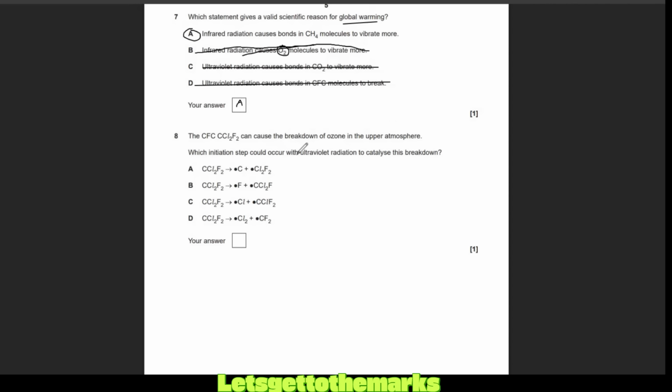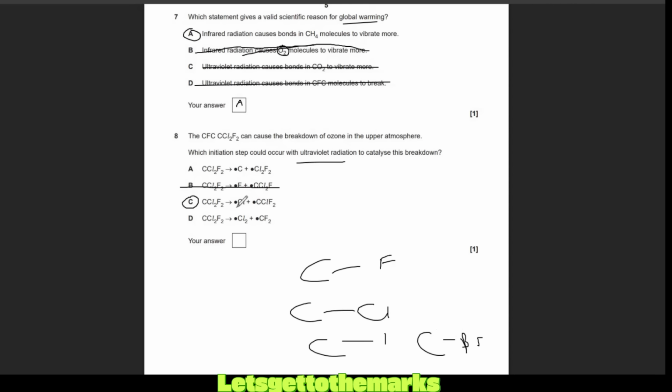Now, with this one, there is a quick way to do it as well. You see this C-F bond? This is a seriously strong bond, and that doesn't break. So I want to get rid of anything with a fluorine free radical. What kind of free radical are you going to release normally with ultraviolet radiation? You're normally going to release the chlorine free radical because the C-Cl bond can be broken. The C-I can be and the C-Br can be, but not the C-F. So we're going to go straight to C, because that has the only one with a chlorine free radical. That one's incorrect. Yeah, let's go with C.